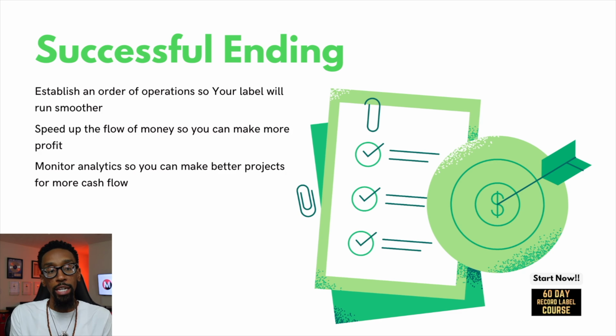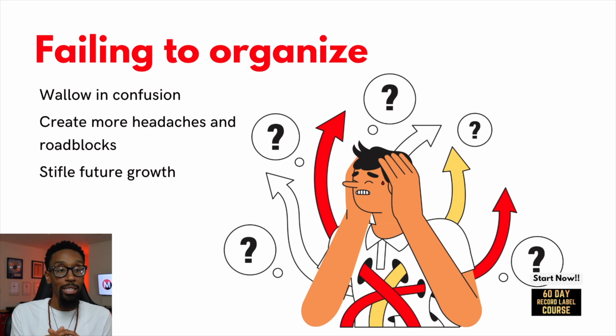Here's your successful ending. Establish an order of operations so your label will run smoother. Please. That's what we got the software for. Speed up the flow of money so you can make more profit. The software. Monitor your analytics so you can make better projects or more cash flow or better projections. Please. That's why I made this list for you. I mean, this is my ultimate list. Failing to organize is wallowing in confusion, creating more headaches and roadblocks, and stifling future growth for yourself.